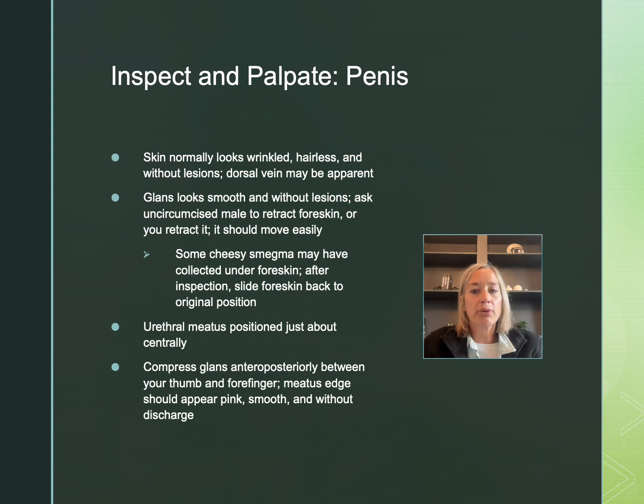Now check the urethral meatus, which should be centrally positioned. To get a closer look, gently compress the glans between your thumb and forefinger, pressing in an antero-posterior direction. The edge of the meatus should appear pink, smooth, and without discharge. At each step, observe for any abnormalities like redness, lesions, signs of infection. These might indicate conditions that need further investigation.